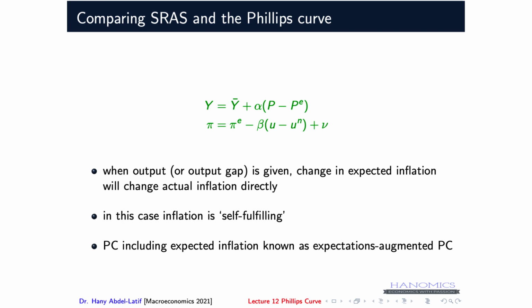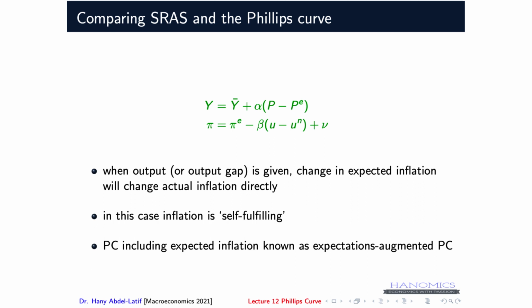As I already said before, the Phillips curve that includes expectations or expected inflation is known as the expectations-augmented Phillips curve, and this is one of the very important implications that you can see here. If people expect inflation to rise, the actual inflation rate will go up as well. This is something else we learn from this comparison between both curves.